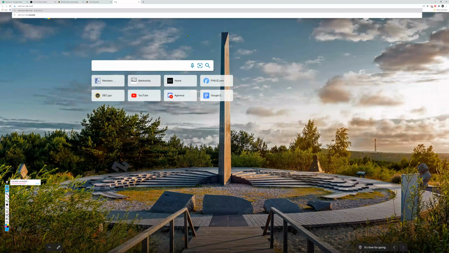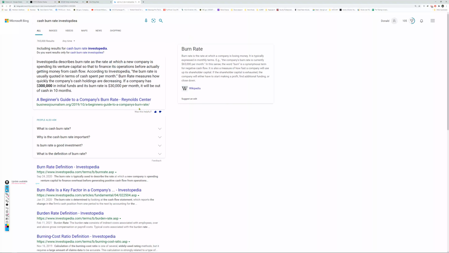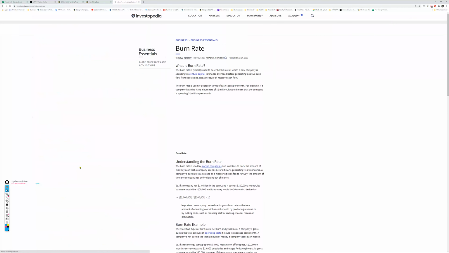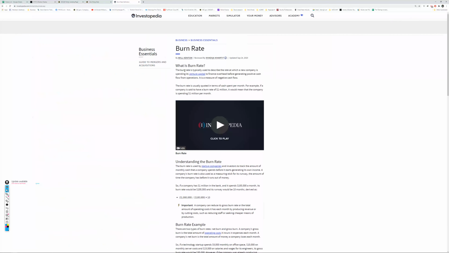Again, here, let's just do Investopedia. I assume they have it. I haven't looked. Burn rate, there we go. Burn rate is typically described as the rate at which a company is spending its cash, okay, venture capital to finance overhead for generating positive cash flows.